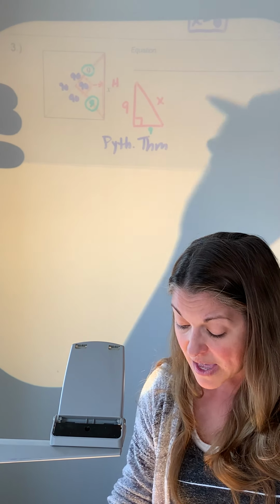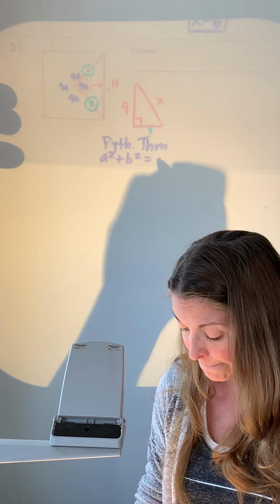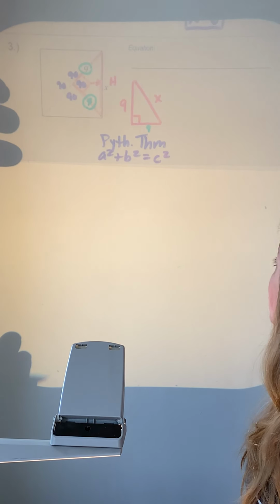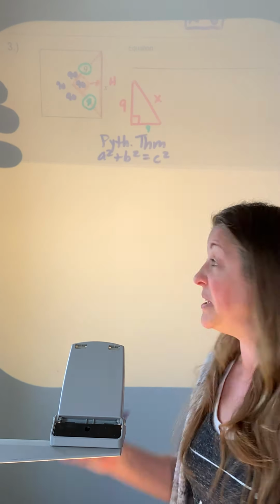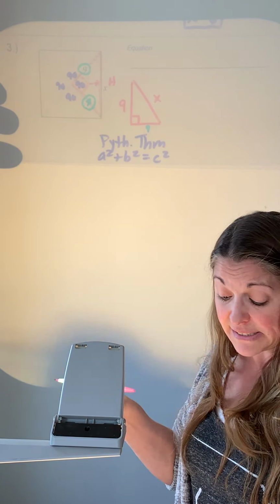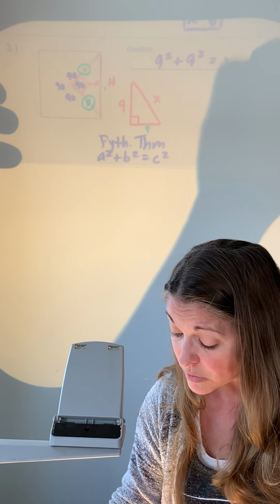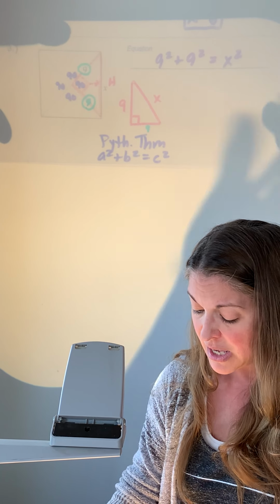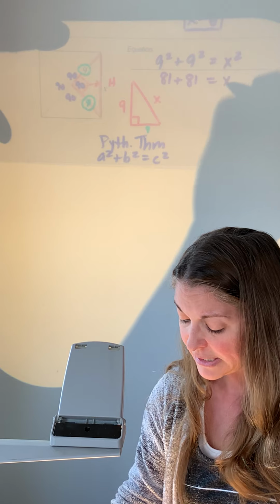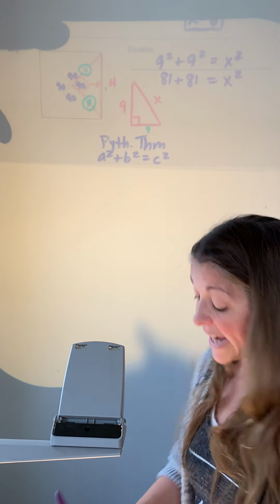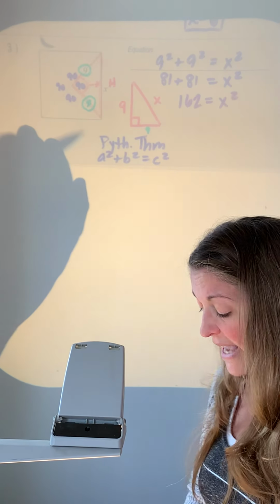So if I want to solve that, I'm going to plug it into the Pythagorean theorem. I'll write it down here real quick generically. Remember, that's a squared plus b squared equals c squared. A and b are both the legs, meaning the two sides that make up the 90 degree. So that's going to be 9 squared plus 9 squared equals x squared. 9 squared is 81 plus another 81 equals x squared. When I add those together, I get 162 equals x squared.